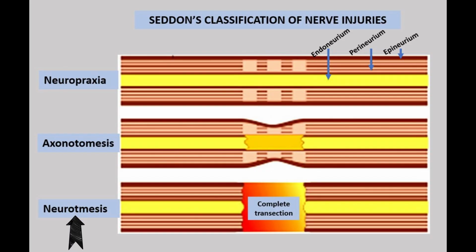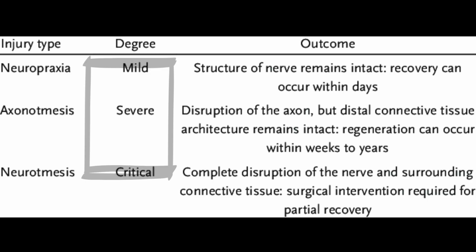First, neurotmesis. It is interruption of axon and its myelin sheath. Second, axonotmesis. It is interruption of axon with preservation of myelin sheath. Third, neuropraxia. Both axon and myelin sheath are preserved. Recovery can occur in case of neuropraxia, axonotmesis, but some degree of function loss is inevitable with neurotmesis.